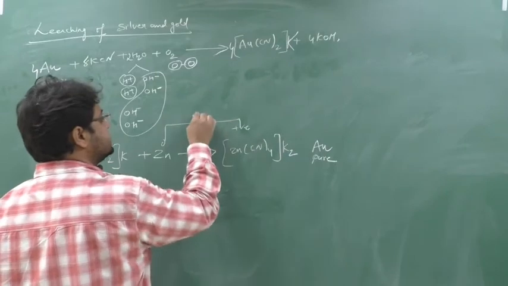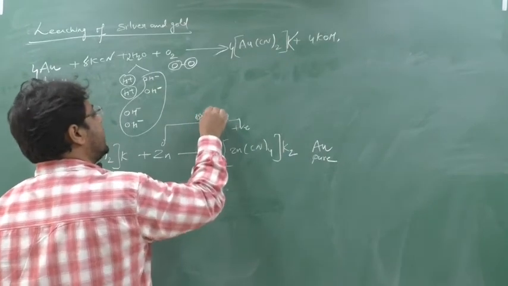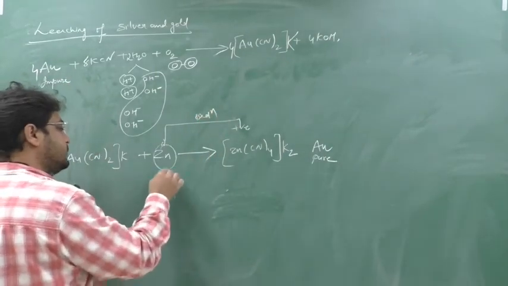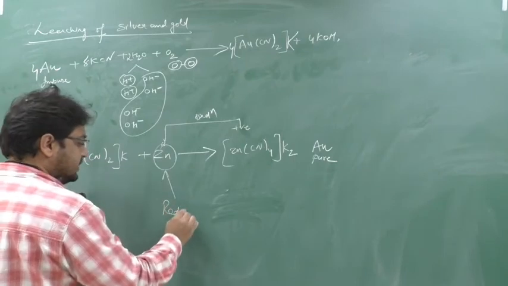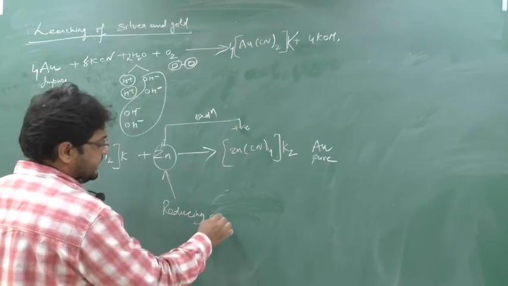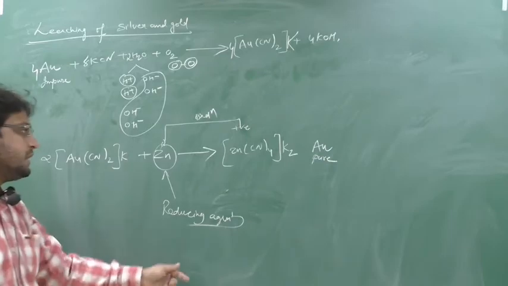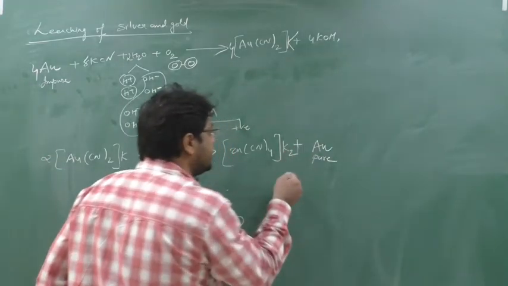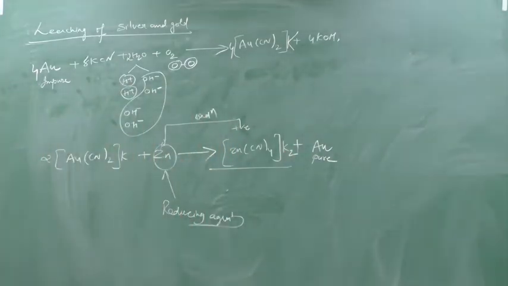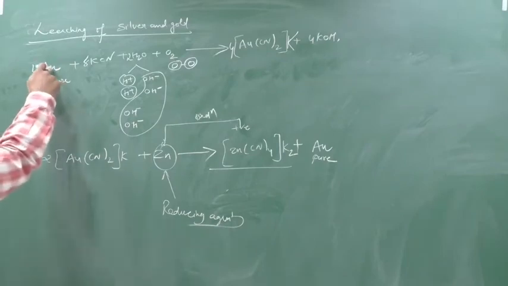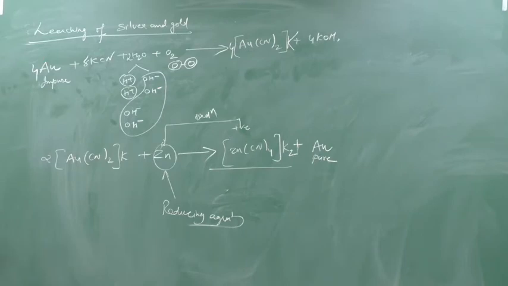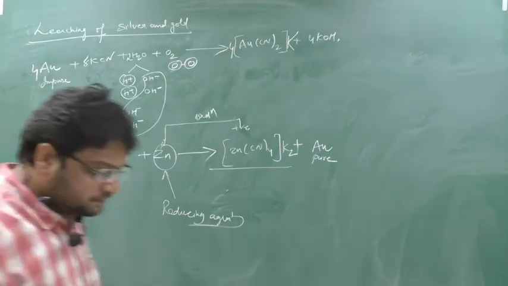So 0 to positive means increase, means oxidation. And the one who does the oxidation is known as a reducing agent. So I can tell it like this: the complex of gold is made to react with zinc, which will act as a reducing agent to obtain pure gold, and this is the complex of zinc. Clear? So this is the leaching of gold. Instead of Au, if I write Ag here, that will be the leaching of silver. See this way. Clear?